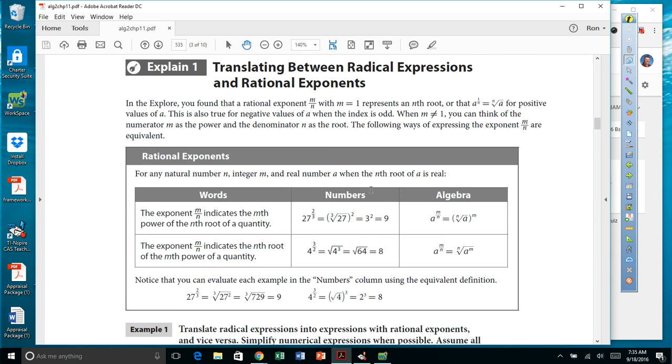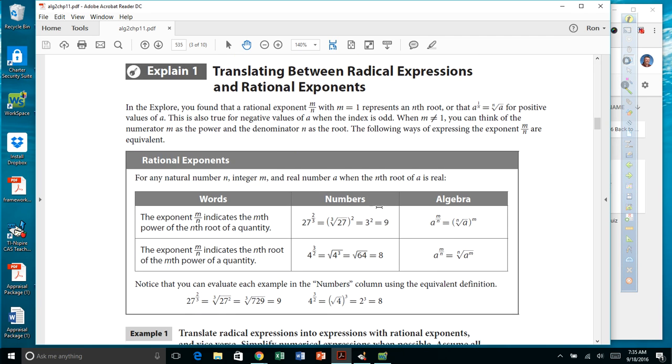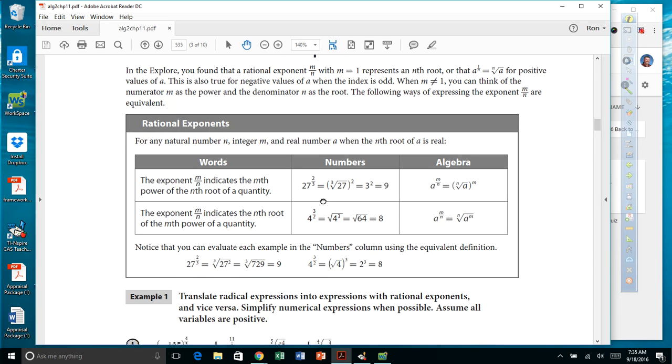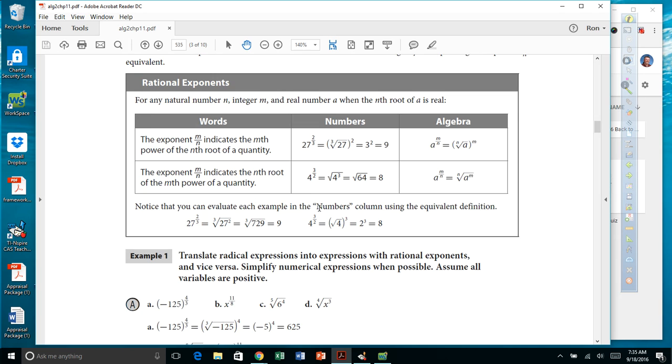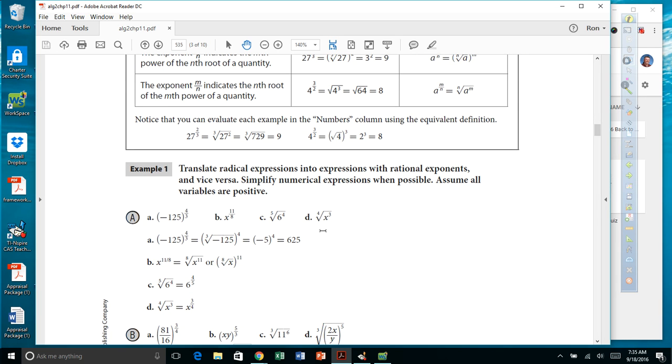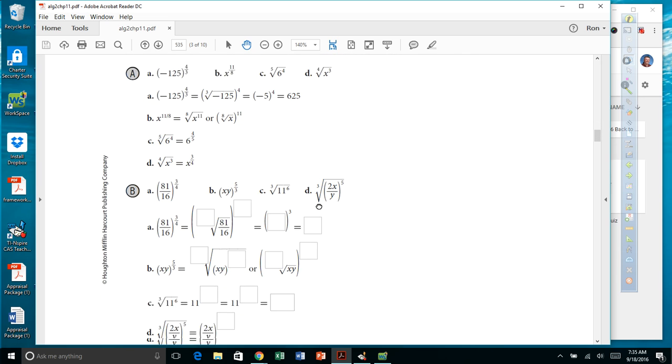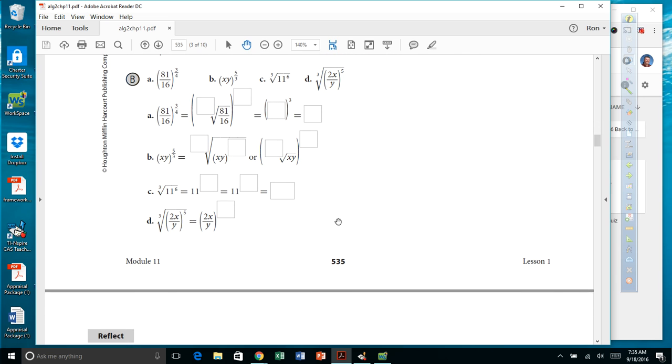Translating between radical expressions and radical exponents. This is where rational exponents become very useful. They allow you to solve things easier. They're more convenient. I'll give you all something to read. Stop the video for a few seconds and read that in A.